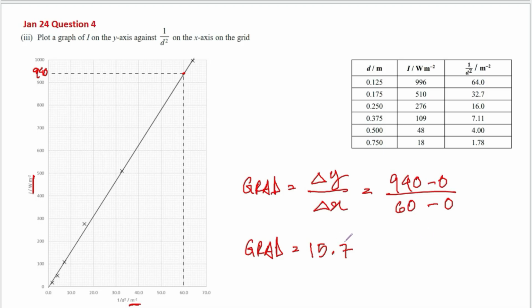Of course, you have to give the unit as well. Unit would be what? I'll tell you why. Because intensity equals power by area. And for area, you had 1 by 4 pi d square, right? So when you look at this and compare it with y equals to mx, the gradient should correspond to power, right? And that's why the unit would be W.